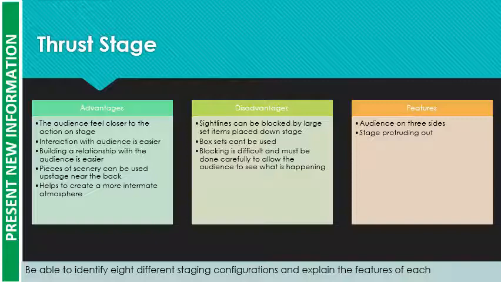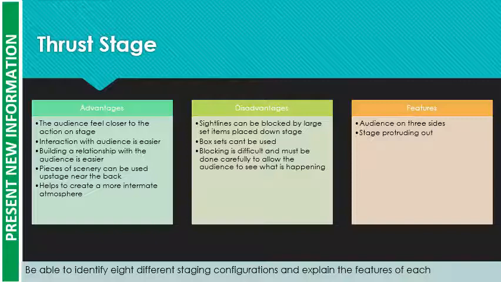out into the audience. The advantages: the audience feel closer to the action on stage. Interaction with the audience is easier. Building a relationship with the audience is easier because you're a lot closer. Pieces of scenery can be used upstage near the back, and it helps to create a more intimate atmosphere. Some of the disadvantages could be the sight lines can be blocked by large set items placed downstage.